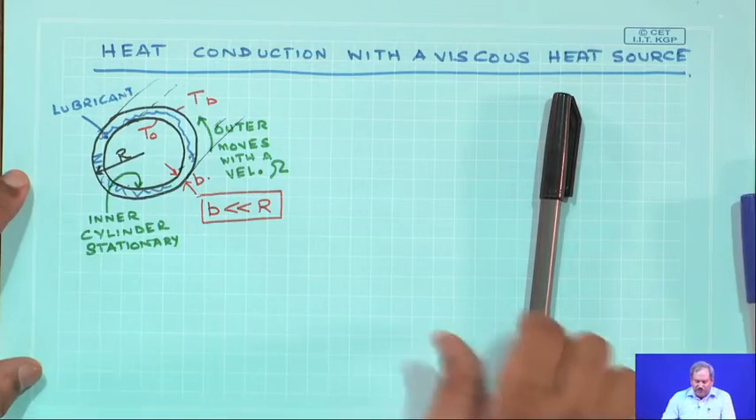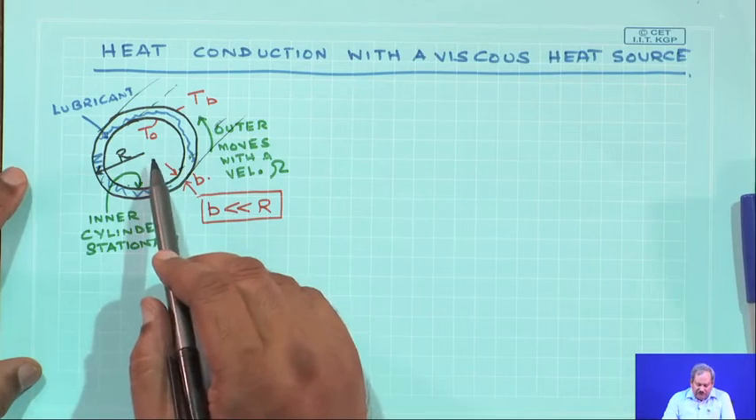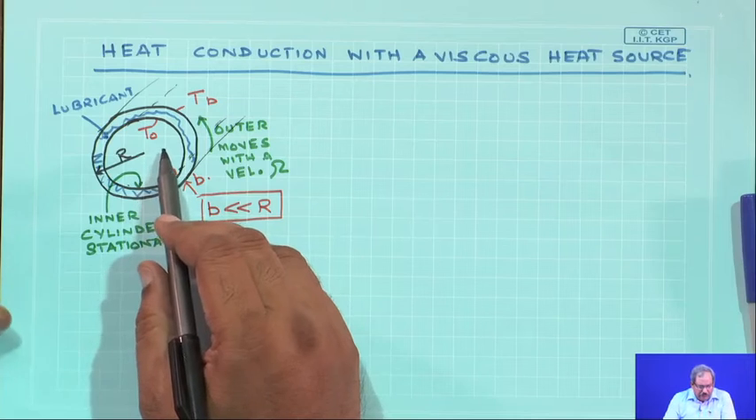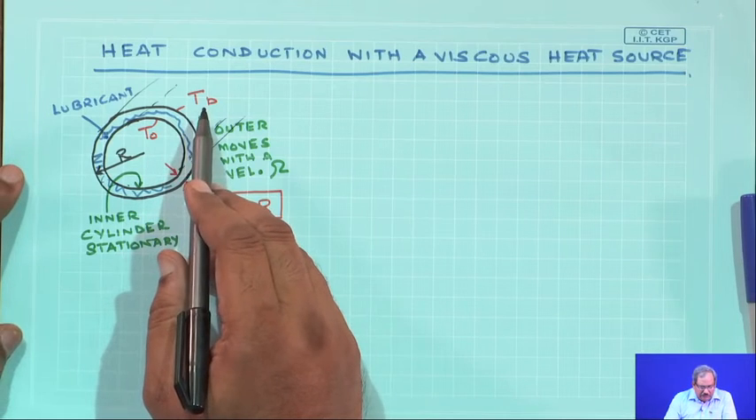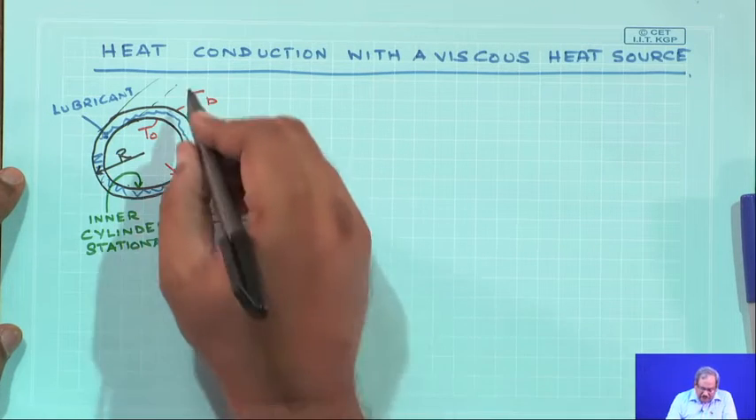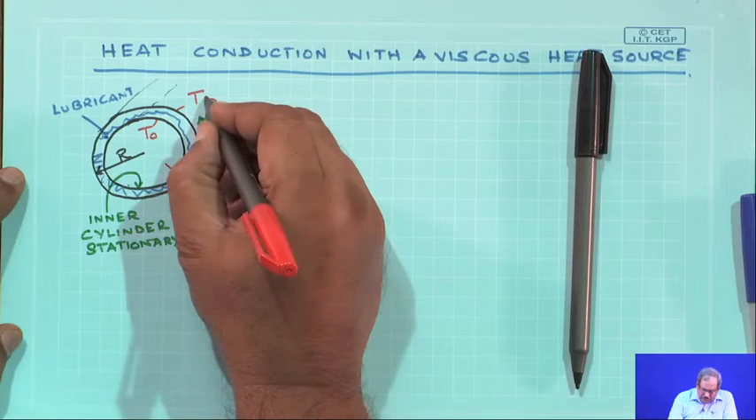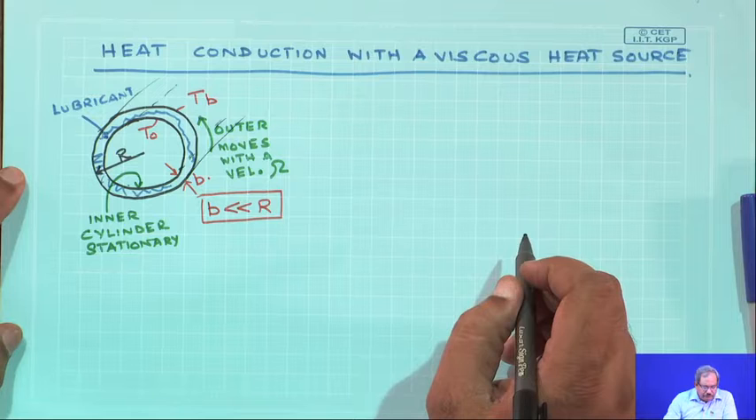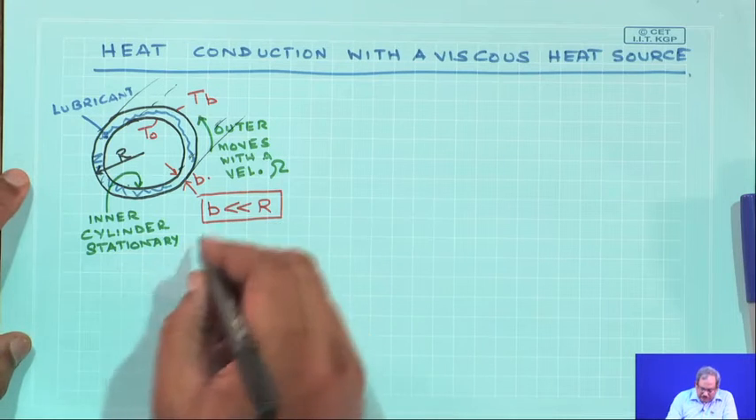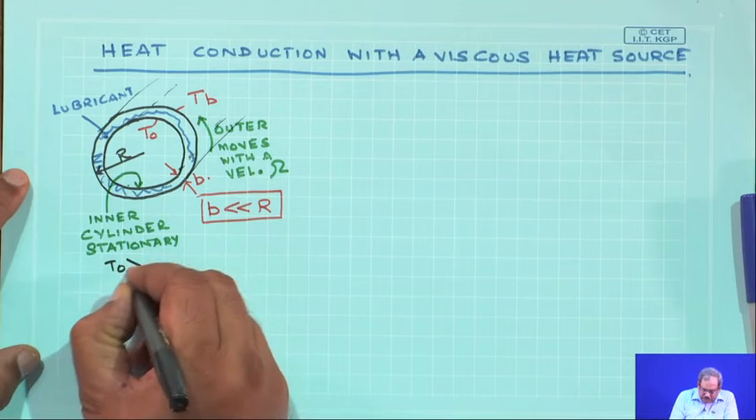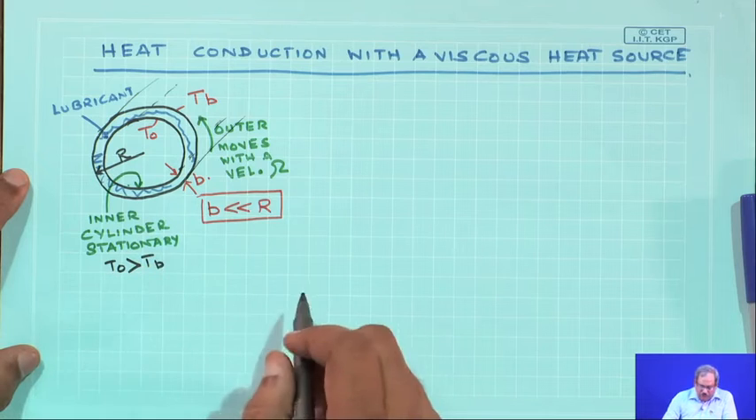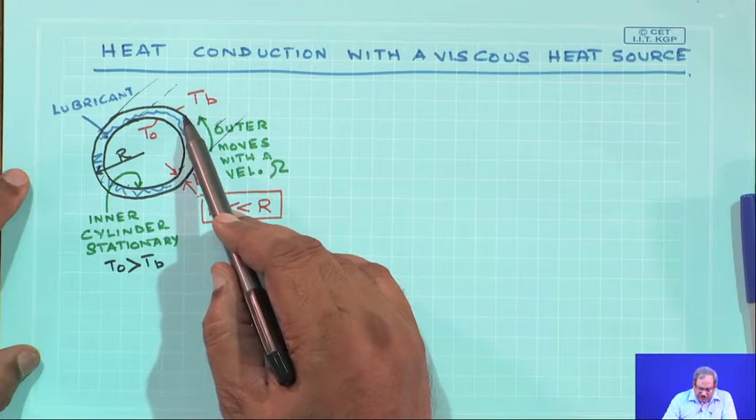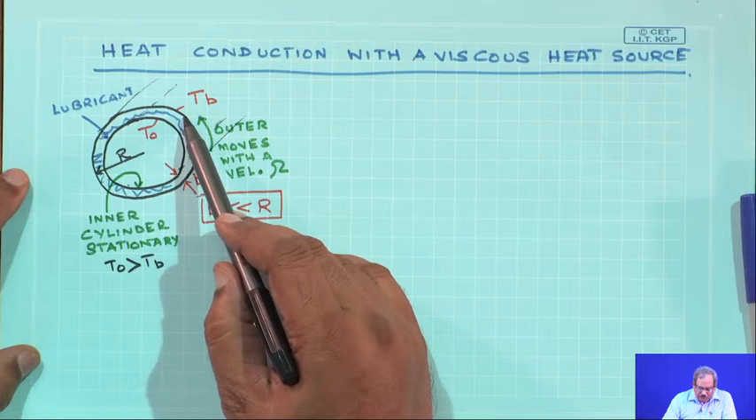So, this is the lubricant. The temperature of the inner cylinder is T naught, and the temperature of the outer cylinder is T B, and we will assume that T 0 is greater than T B. What we need to find out is the temperature distribution that we have in the lubricant.